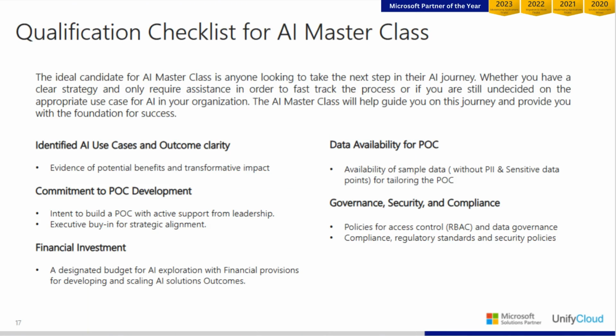Now I'll quickly talk about the qualifications, and give you an overview of that part. The main thing is commitment, that is, how committed your customers are, and what potential benefits they would get from the use case. Then there is the availability of data. We call it sample data, but it's the actual data, without PII or any sensitive information, in anonymized format, which is required to build the POC.